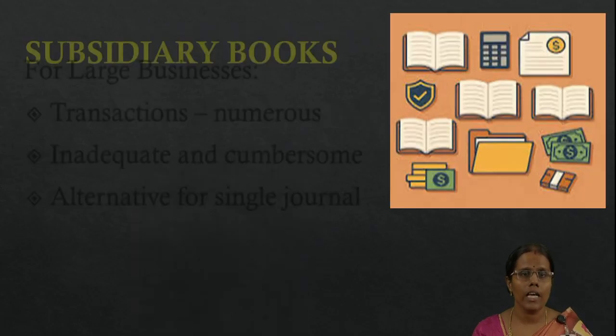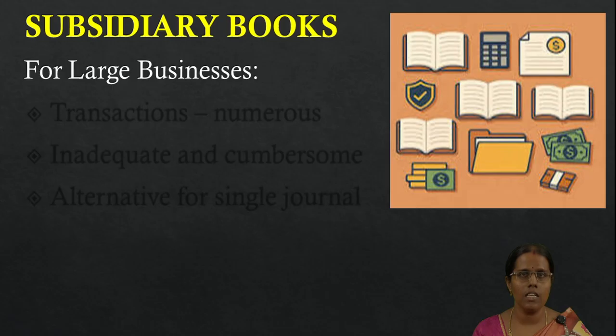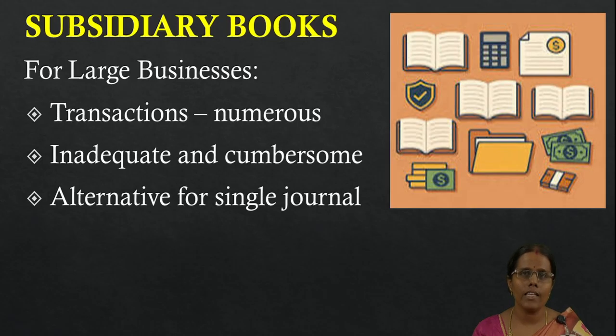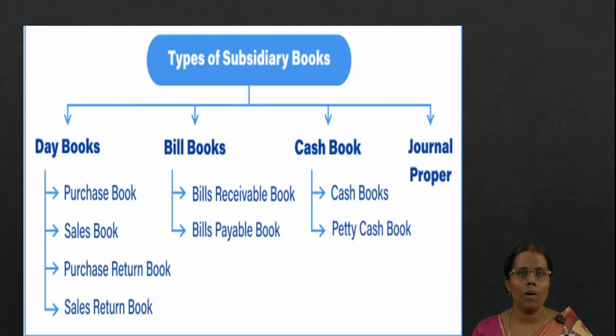But in case of large businesses, there are a lot of transactions. So, it is inadequate and cumbersome to maintain a journal, ledger and books of accounts. So, the alternative to a single journal is the subsidiary books. And then next we have to see about the types of subsidiary books.